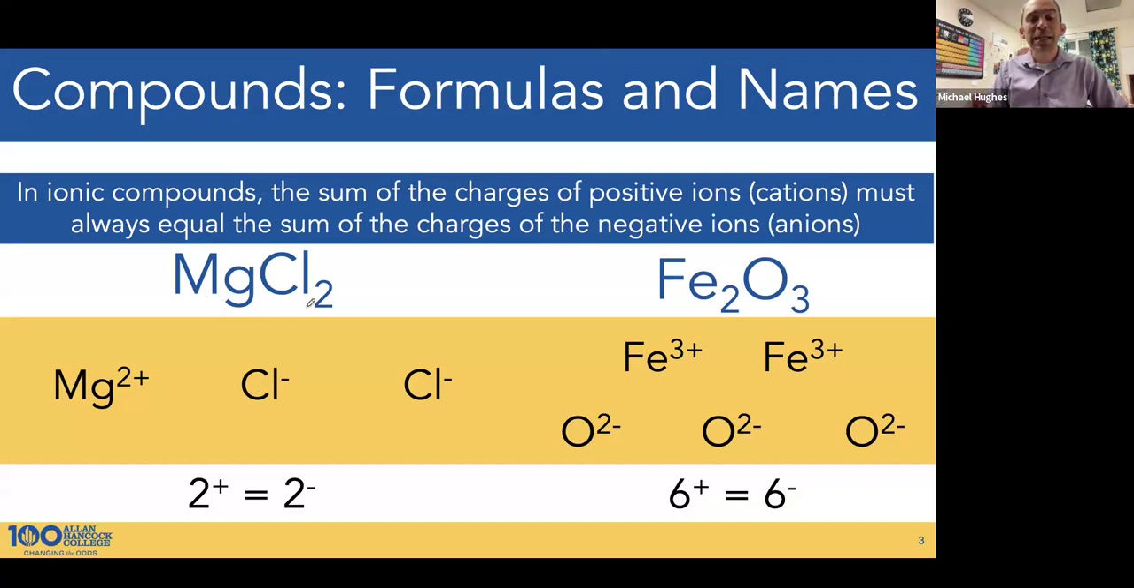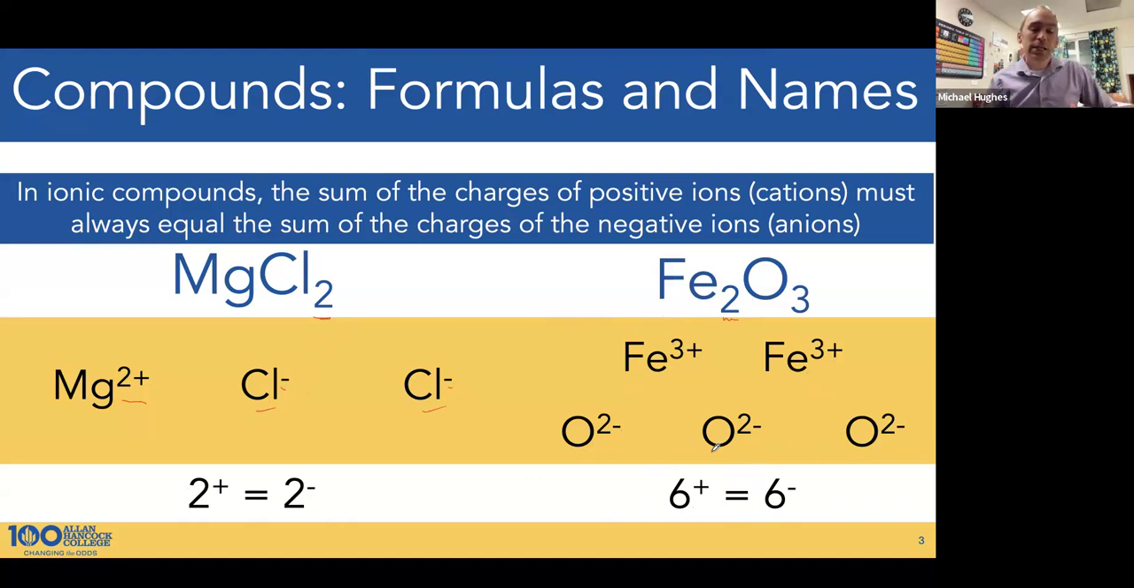So when you mix magnesium and chloride, because magnesium is 2 plus, you're going to need two chlorines that are both 1 minus, so two of the chlorines, so that the charges balance to zero. And when iron loses 3 electrons and is iron 3 plus, you'll need two iron 3 pluses with 3 oxides, which are always O2 minus, to have 6 plus and 6 minus charges, which will sum to zero.